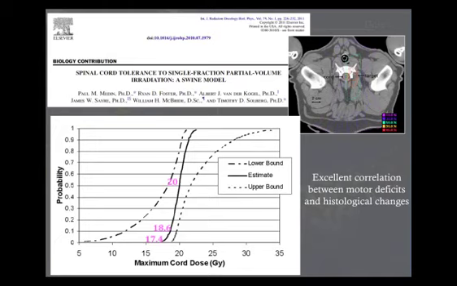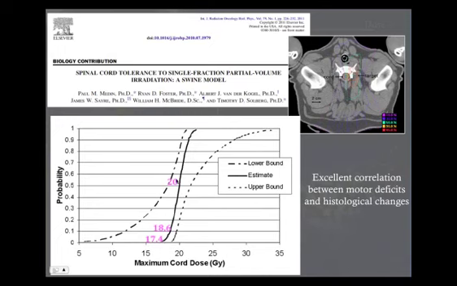We are not treating all of them with 18 gray because we don't know how much the cord is going to tolerate. And we have some data coming up from experimental work, mainly from Pomedin, because he does use the same clinical device and dose distribution that we use in clinical practice. That's why his experiments are so readily understood and applicable to clinical practice.